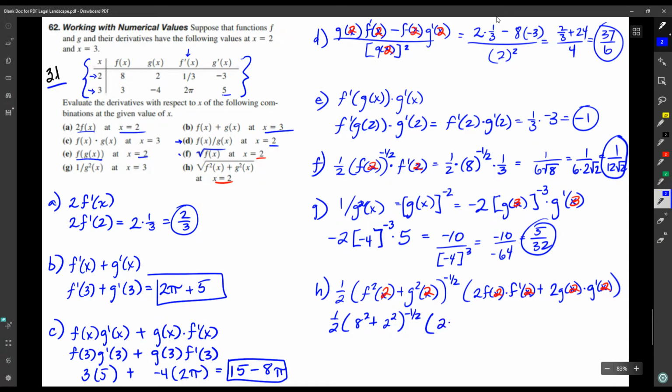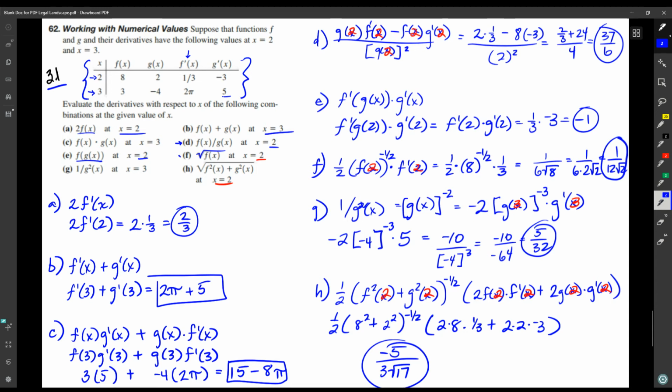Then a 2 times an f of 2, so that's 2 times 8 times an f prime of 2, so that's times a third, plus 2 times g of 2. g of 2 is 2 times a g prime of 2. g prime of 2 is negative 3. And now it's all about the arithmetic of simplifying. And this, if you take my word for it, simplifies down to negative 5 over 3 square root of 17. That is number 62 on 3.1.